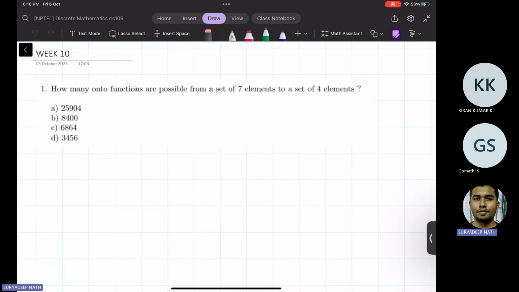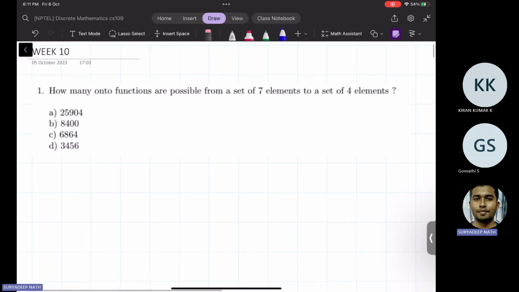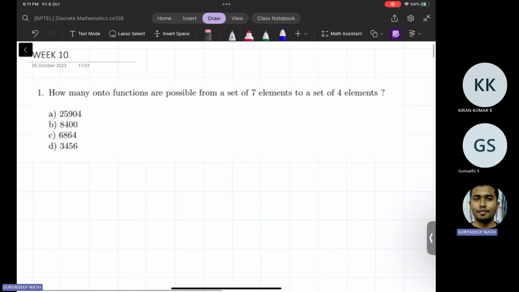I hope the screen is visible to everyone. So let's get started. Coming to the first question: in how many onto functions are possible from a set of 7 elements to a set of 4 elements? So this is the domain set, and this is the range or codomain.